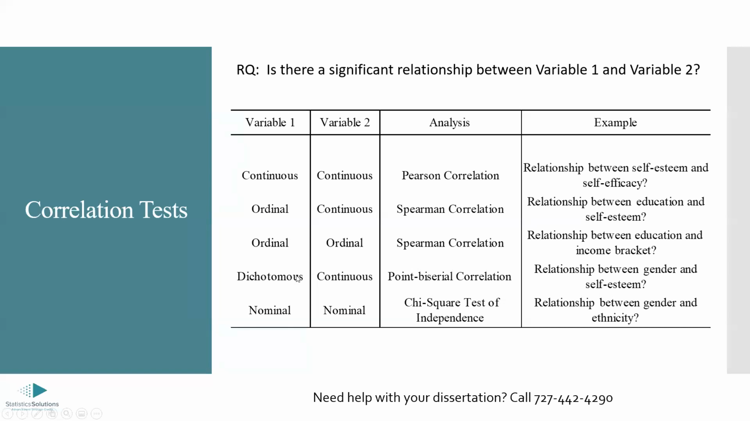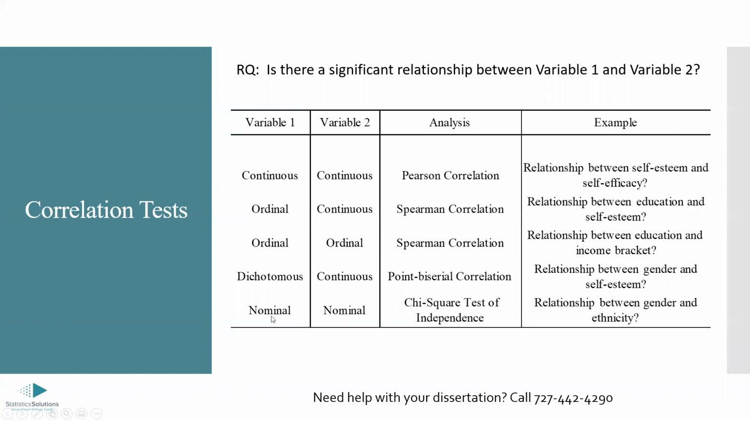Another example we have here is if you have a dichotomous variable like gender and a continuous variable like self-esteem. If you're looking at the association between a dichotomous and continuous variable, you do a point biserial correlation. And we'll talk about a different way of looking at this. You could do a t-test in this case, but that's not really looking at relationship, that's looking at differences. A t-test is looking at differences, whereas a correlation is looking at the relationship or association.